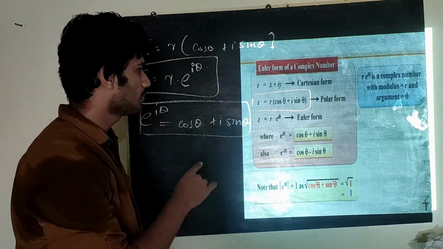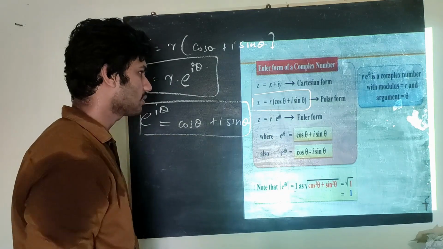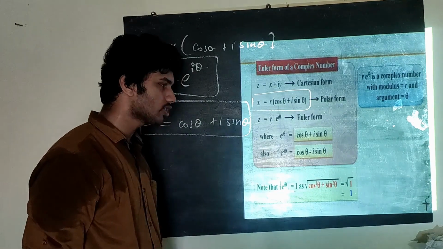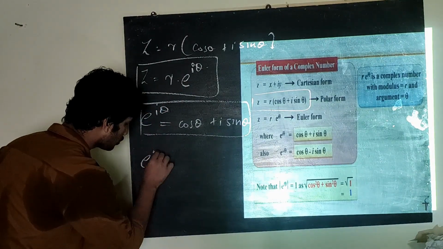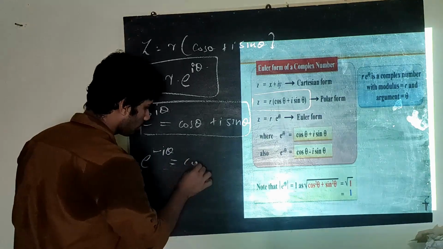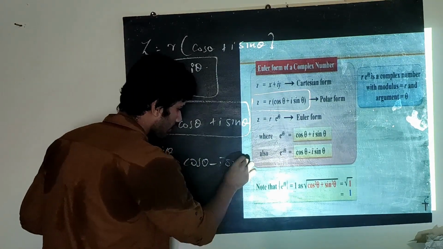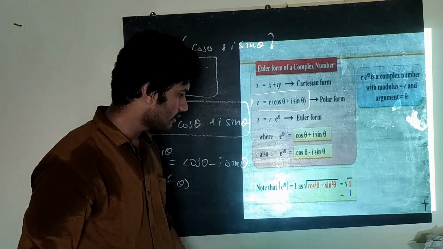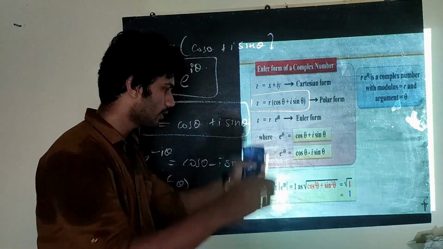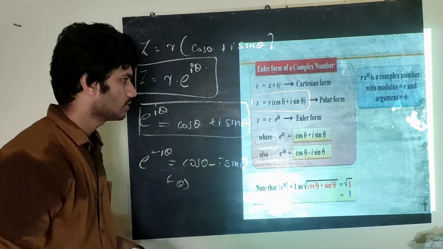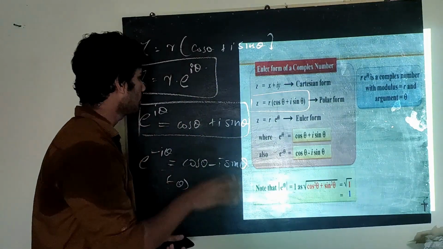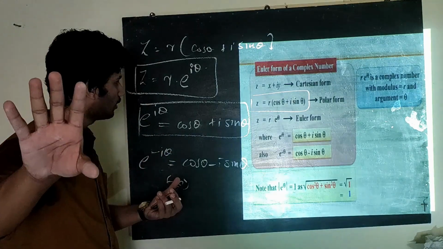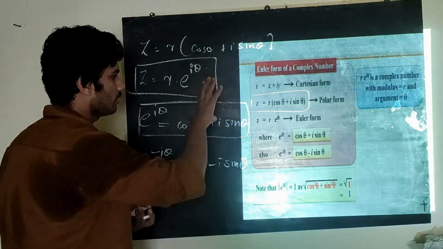So z equal to x plus iy is the Cartesian form, z equal to r times cos theta plus i sin theta is the polar form, and z equal to r into e raised to i theta is the Euler's form. e raised to i theta means cos theta plus i sin theta, and if it was e raised to minus i theta, then it becomes cos theta minus i sin theta. The argument is then minus theta, okay? And the modulus of e raised to i theta is equal to 1, since it is the root of cos square theta plus sin square theta. This is simple now, right? So you understood this. e raised to i theta is the Euler's form, and it's a very good thing to remember to solve every problem that comes with the polar form.